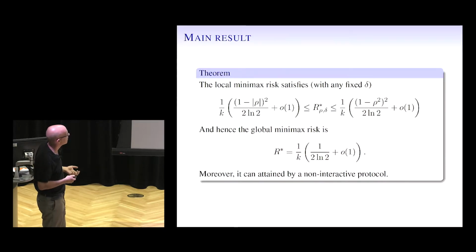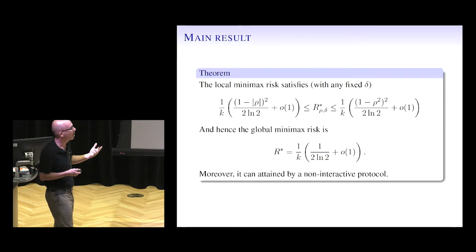Another interesting point is that this performance, the global min-max risk, can actually be obtained by a non-interactive protocol. So interaction doesn't help you. It might help you a little bit in the local risk, but not with the global risk.